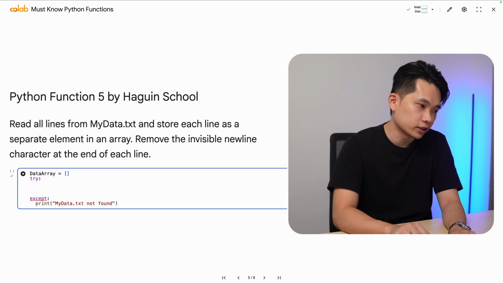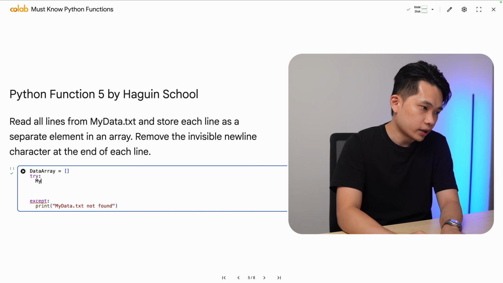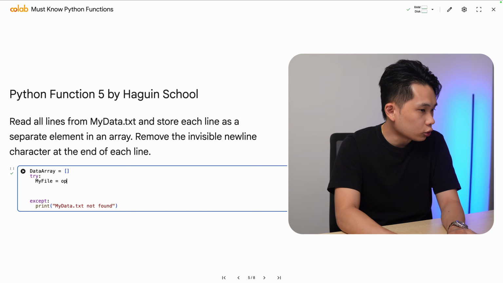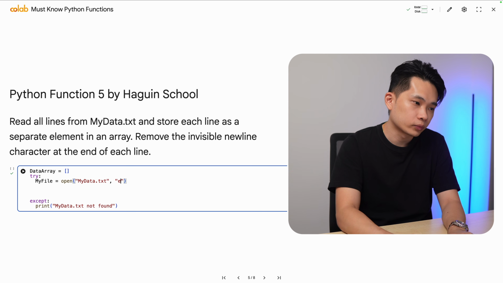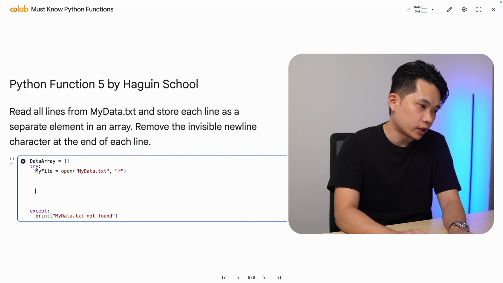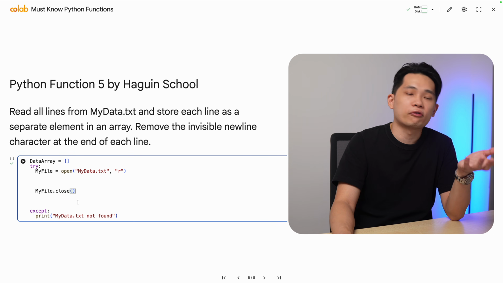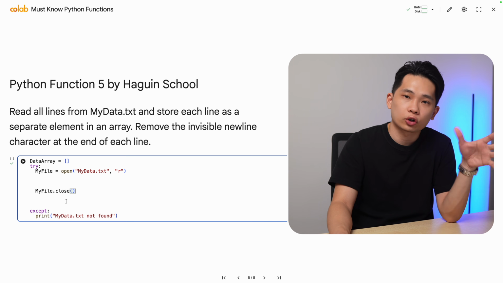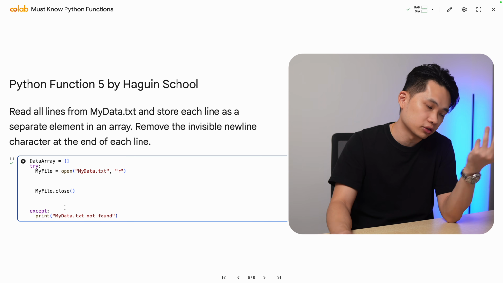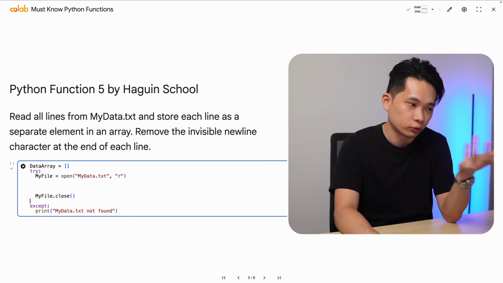And then inside here, I can just say my file is equal to open my data.txt, and then the mode will be read mode here. And then of course later on, I have to close the file as well. So definitely, typically for file handling, this is the code that I have to write first so that you can score the marks required when it comes to file handling.